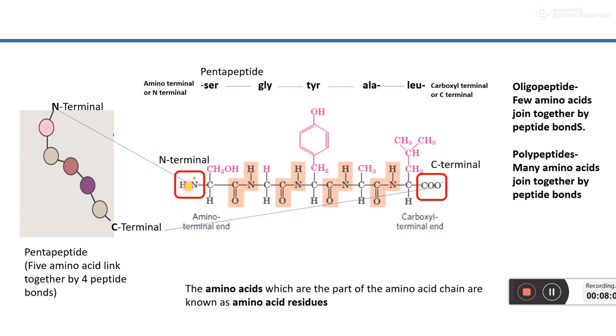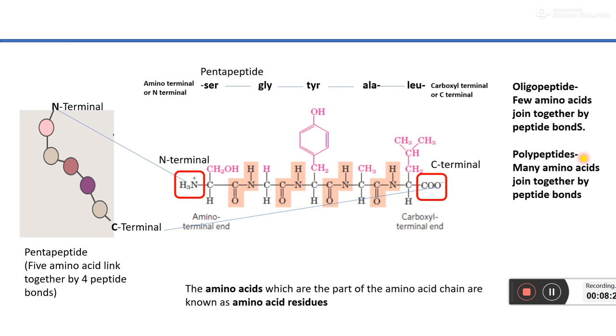Now I want to explain one more thing, that when a few amino acids join together by peptide bonds, it forms an oligopeptide, and when many amino acids join together by peptide bonds, it forms a polypeptide or proteins.